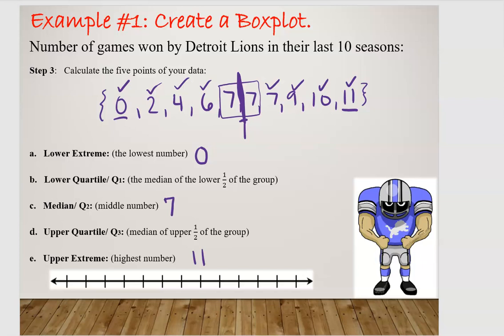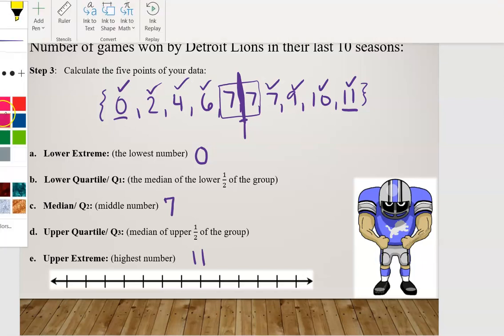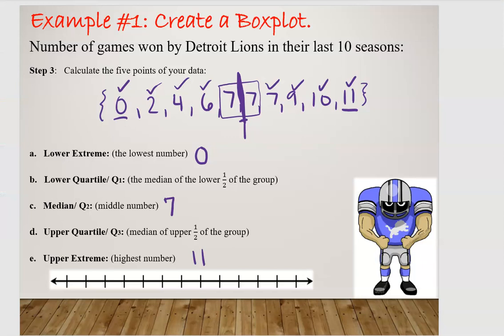And now to find our lower quartile, what we have to do is take the median of the lower half of our data. So here's the lower half of our data, and we're going to include this 7 because it's not the median. So now we need to find our median here. We're going to check off our lower and our higher, our lower and our higher. And we have one number that's in the middle, which is that 4. So our lower quartile is 4.